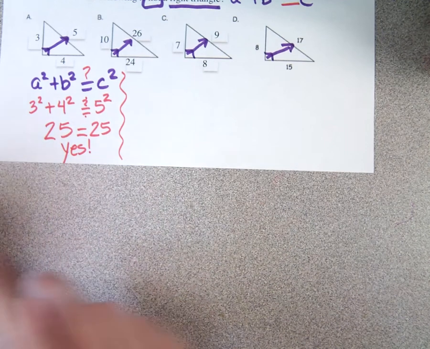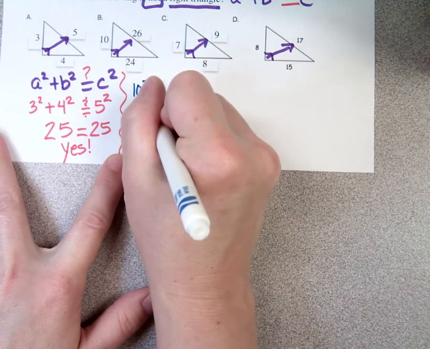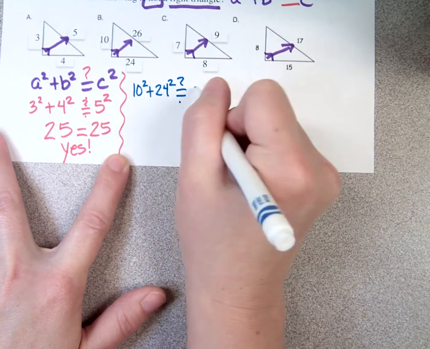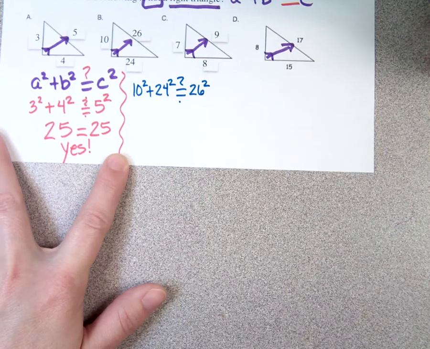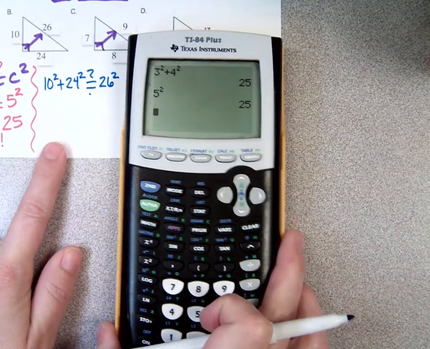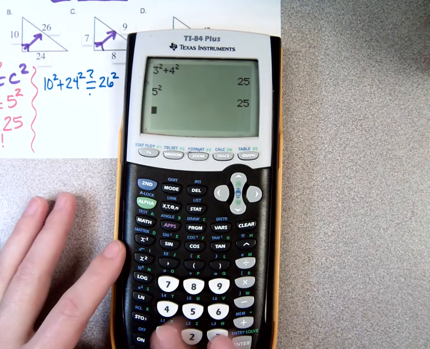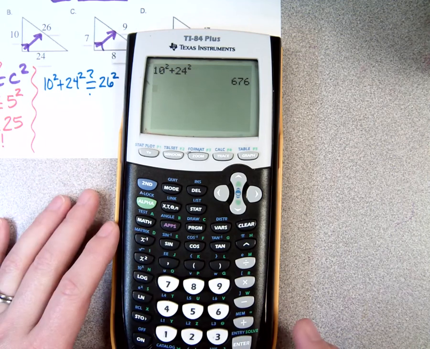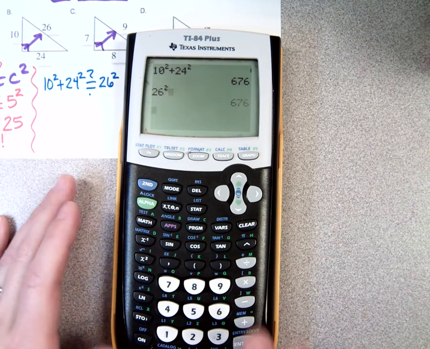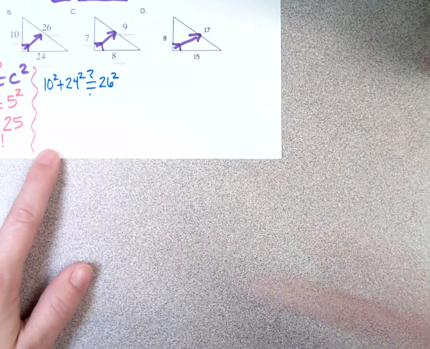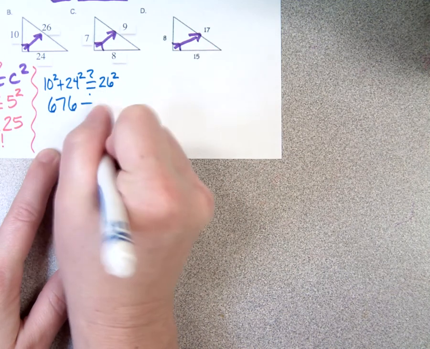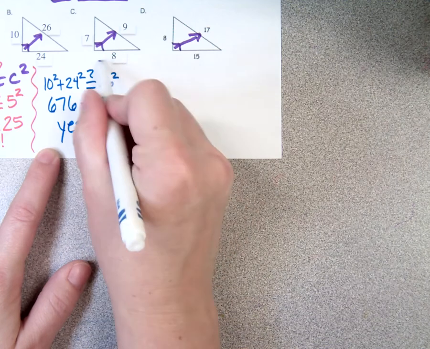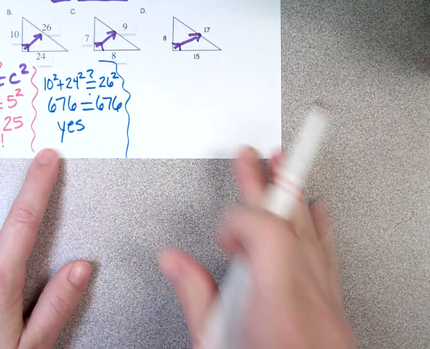Okay, let's try the next one. I want to know, does 10 squared plus 24 squared, does that equal 26 squared? And I'm going to use my calculator. So 10 squared plus 24 squared is 676, and 26 squared is 676. So 676 does equal 676, so yes, this one is a right triangle.